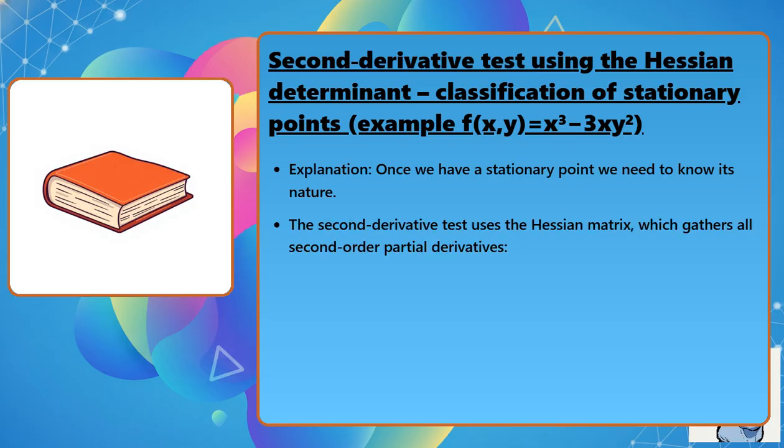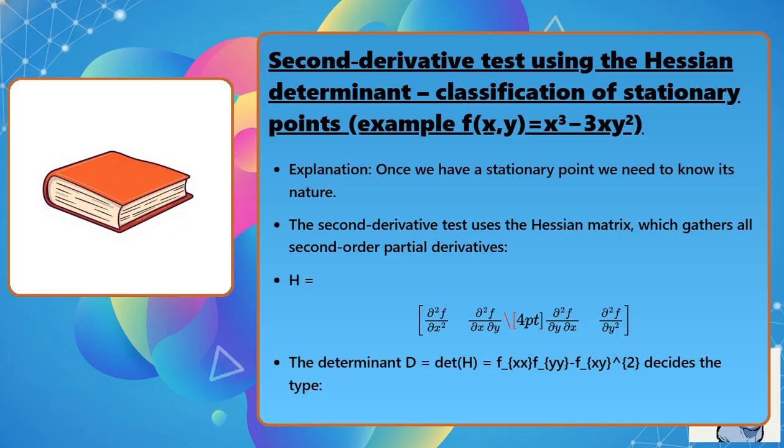The second derivative test uses the Hessian matrix, which gathers all second-order partial derivatives. H equals a 2 by 2 matrix with f sub xx in the top left, f sub xy in the top right, f sub yx in the bottom left, and f sub yy in the bottom right. The determinant D equals f_xx times f_yy minus f_xy squared decides the type.